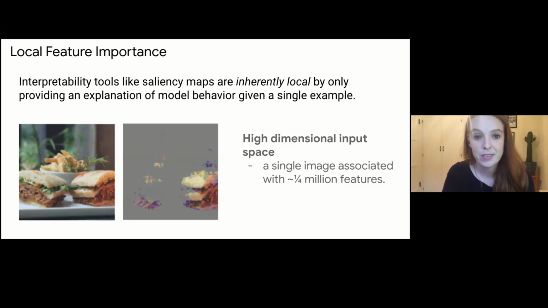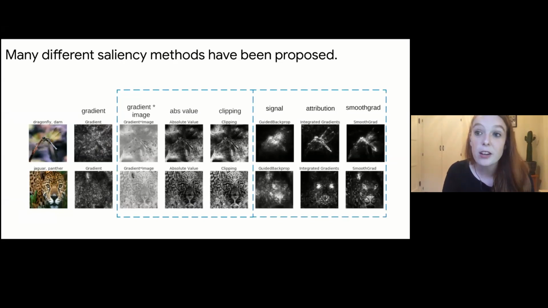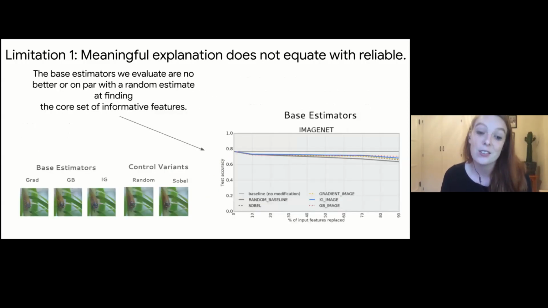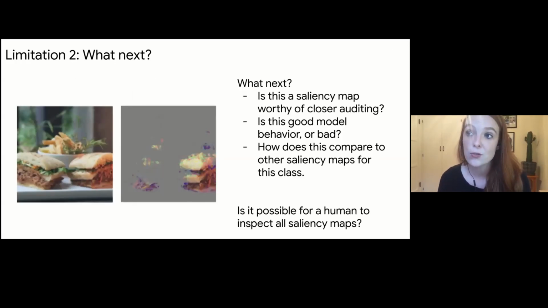You can imagine multiple use cases in which you will always want to try and explain a single prediction. However, a lot of my earlier research showed that a meaningful explanation does not always equate with reliable. You can have these saliency maps which look very meaningful, but can be easily manipulated. In fact, we show that it can be manipulated to show a kitty imposed on top of a 7, which is fun. We also did work showing that often these estimates of feature importance are no better than a random estimate. And so a lot of my recent research is focused on what next.